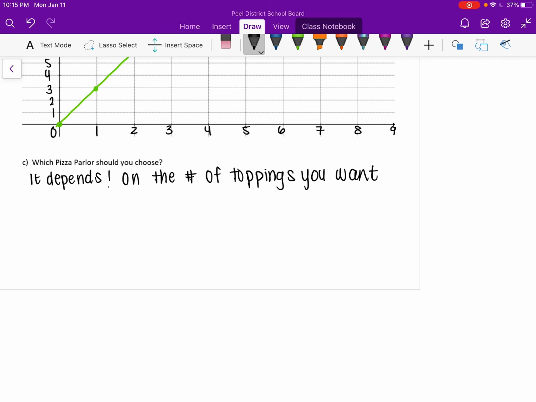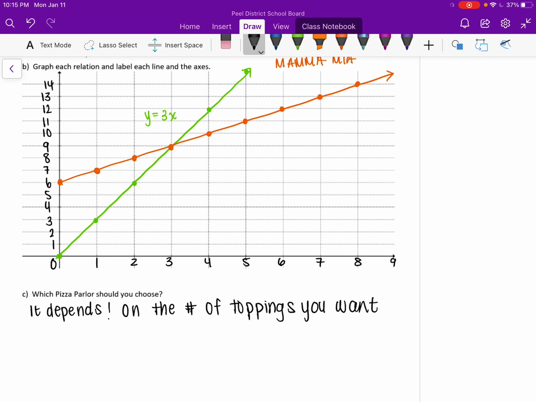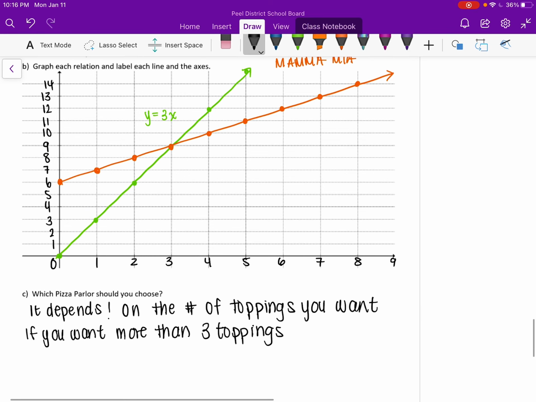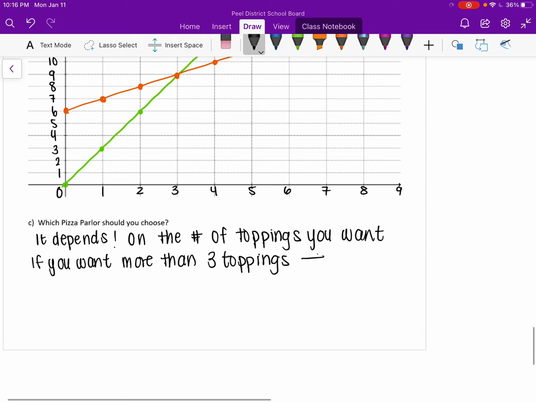If you want more than 3 toppings, then you want to go with Mamma Mia Pizza. They cost less the more toppings you get. So if you want more than 3, just look at the graph. More than 3 toppings, Mamma Mia is cheaper. So you'd want to go with Mamma Mia Pizza.